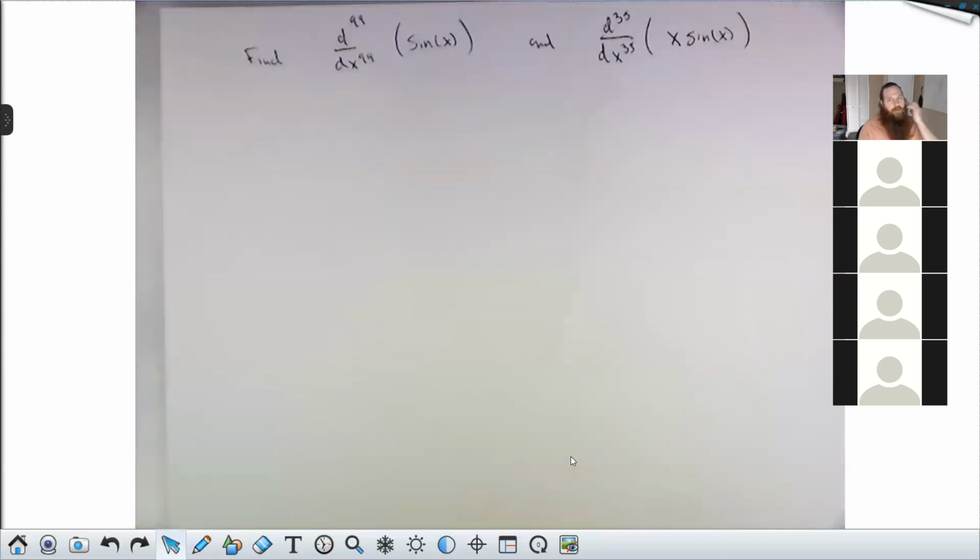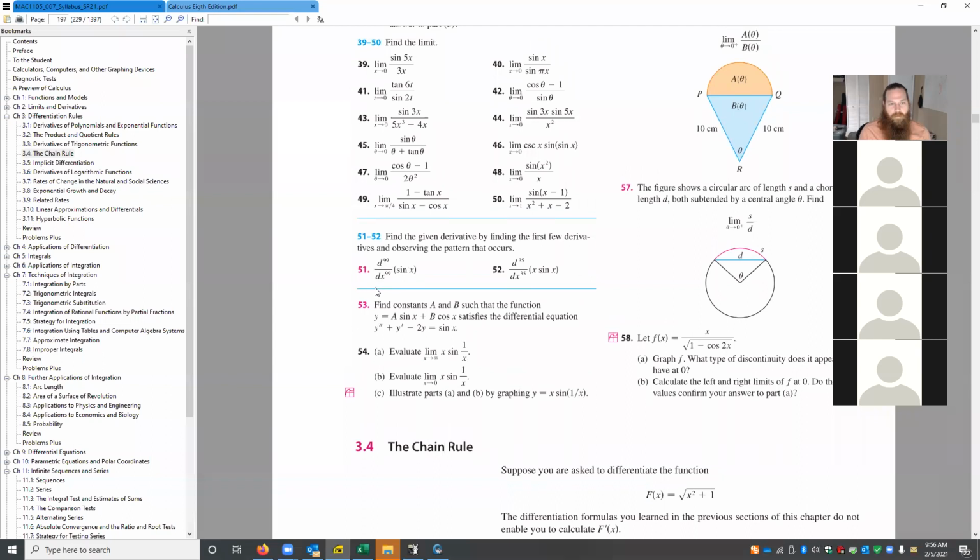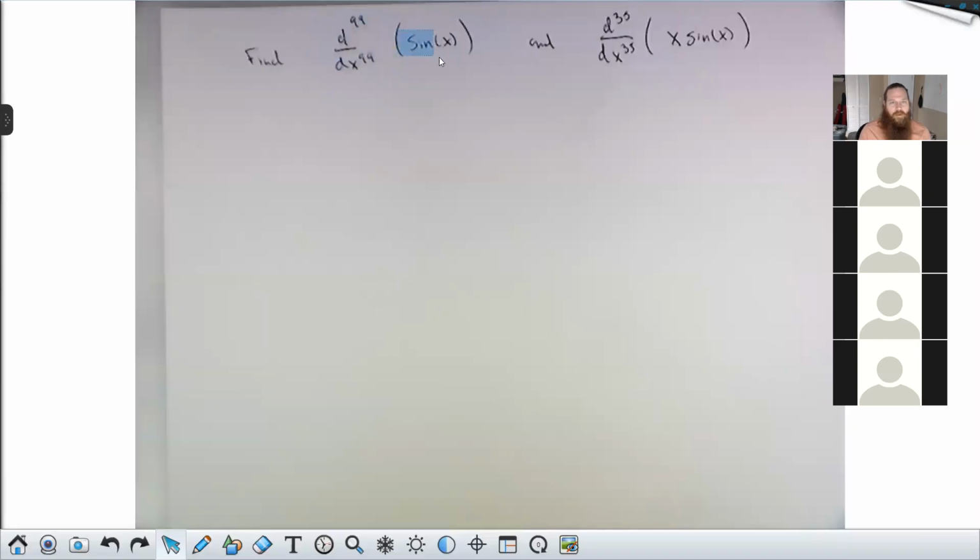Both of these are problems that are going to become useful when you get to Calc 2, specifically towards the end of Calc 2, where you want to find really high derivatives, like not the first or second derivative, not the third or fourth derivative, but like the 1 millionth derivative or the 99th derivative. So this is a notation that says differentiate the thing next to me 99 times. What we want here is the 99th derivative of the sine function.